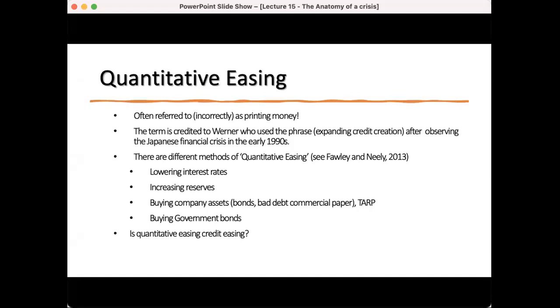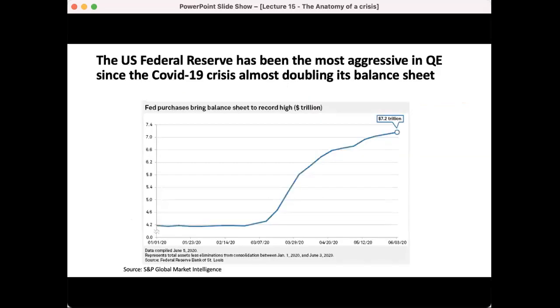So let's have a look at some of the evidence as to whether or not quantitative easing increased credit easing, or eased conditions of credit, which meant that productive capacity or finance was provided for productive growth. As I said earlier on, it's the US that's been the most aggressive in QE since the COVID-19 crisis, almost doubling its balance sheet. And this is just an illustration of the amount of money that's been pumped into the American financial system. The Fed's balance sheet is now equivalent to $7.2 trillion.